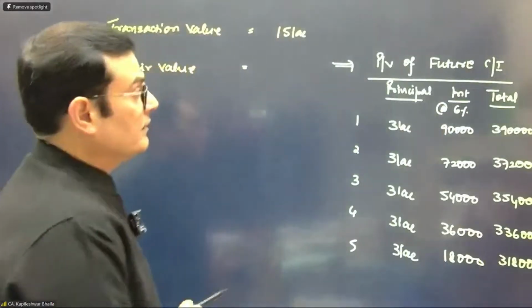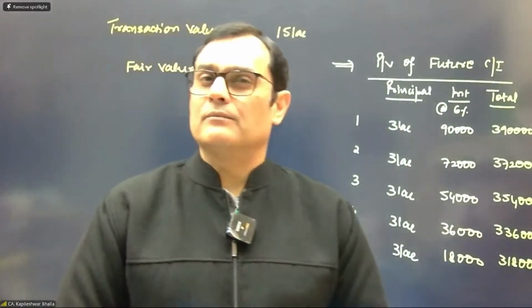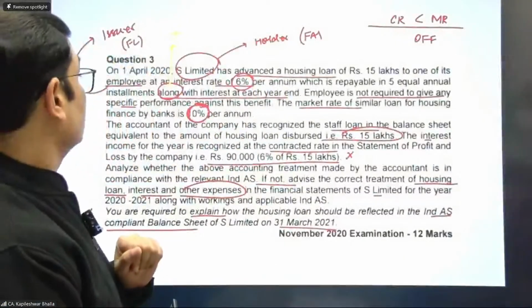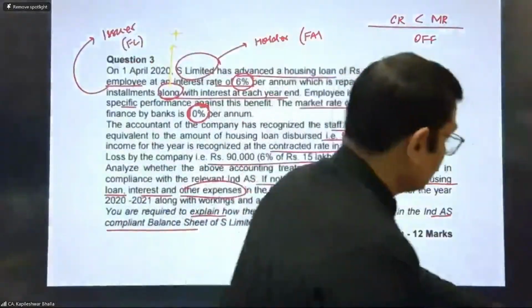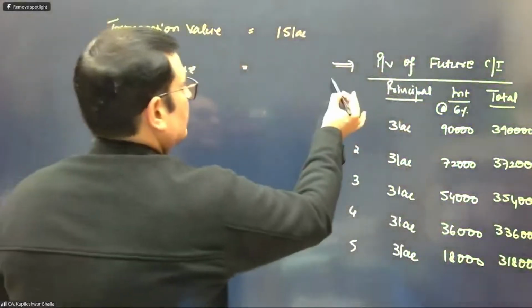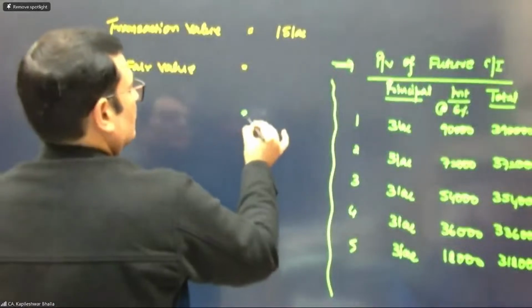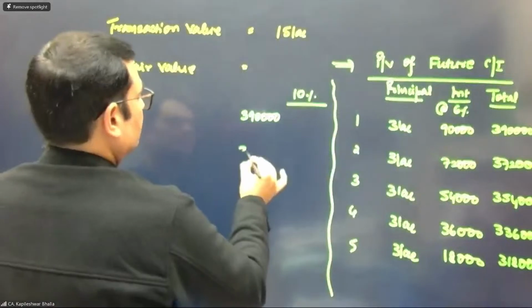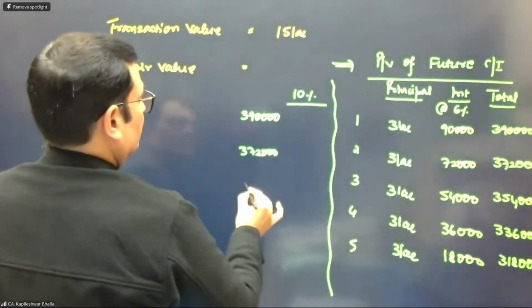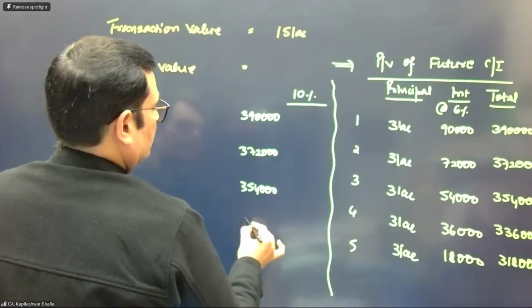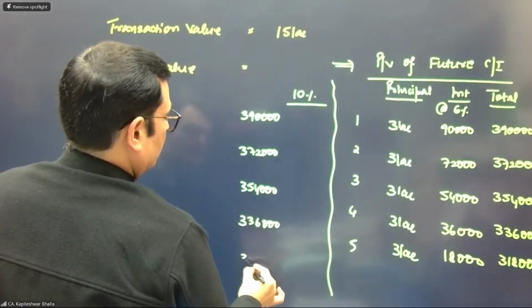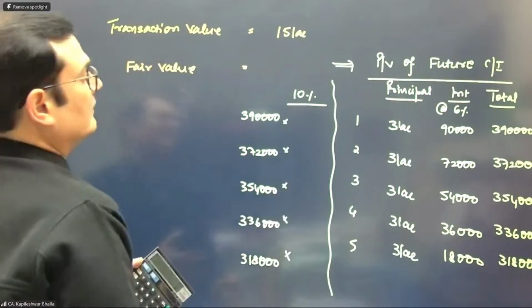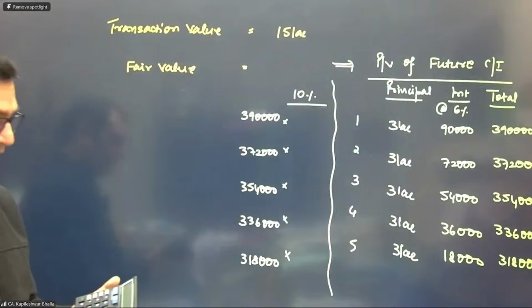And now we need to also consider a discounting of this, and the discounting is going to be done at the market rate. I guess the market rate in this case is given to me at the rate of 10%. So let's do the discounting of this at 10% itself. So 390, 372, 354, this is 336, and this is 3,18,000. So let's see what are the present value factors at the rate of 10% for each of these years.